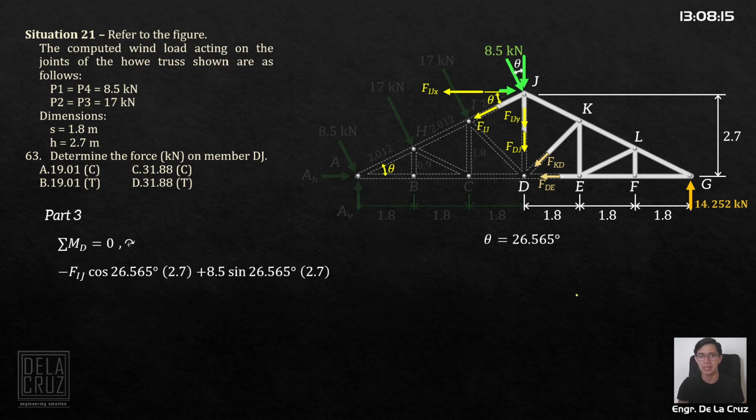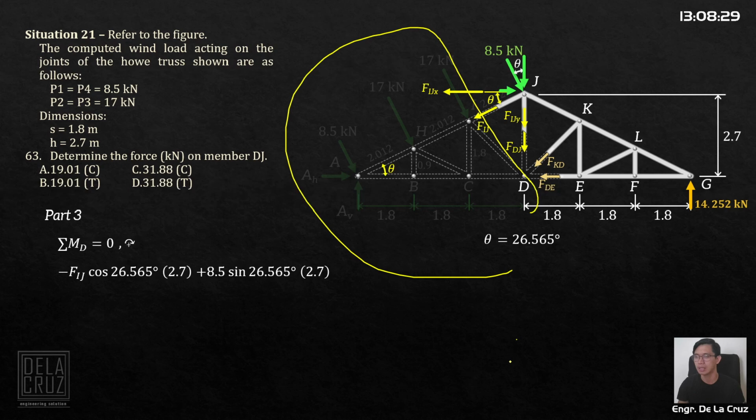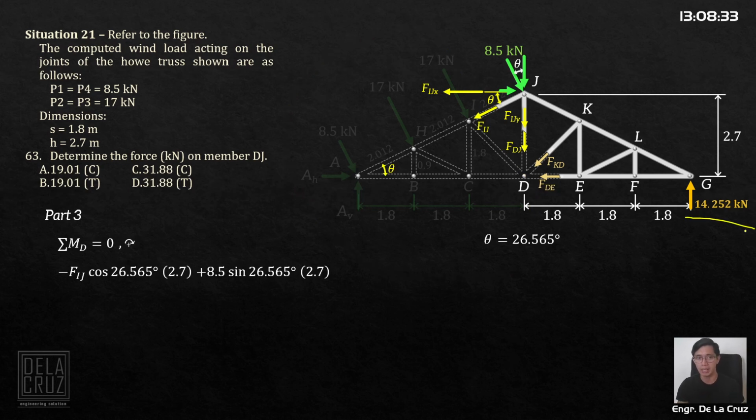Ano pa yung loads natin dito? Of course, ito, 14.252. Again, kung kinat natin sa dito, then tumingin tayo sa left side, disregard all of the forces on the other side. Ganun lang yan. Tanggalin mo lang lahat yung forces sa other side. So, ito, included pa yan. That 14.252 will cause counterclockwise, kaya minus 14.252. Its moment arm is 1.8.